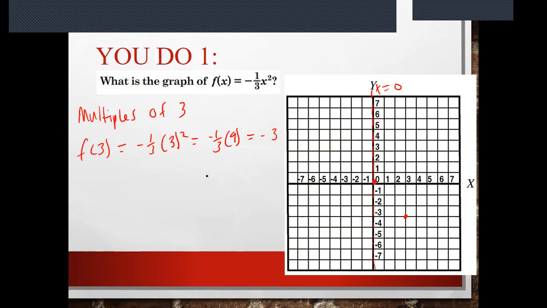My next would be f of 6. But is that going to fit on here? No, because it's all the way at negative 12. So I have negative 1/3 times 36, and that goes off the page, so it didn't help me. I'm just going to use what I have. So I have this point, and I'm going to reflect it 3 units over.